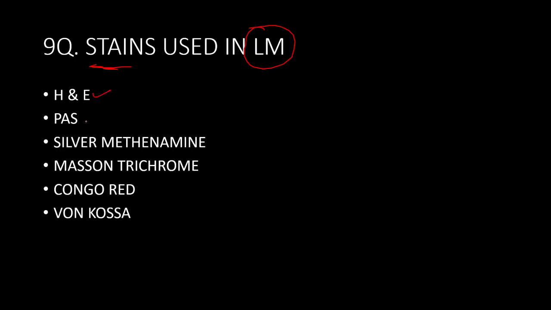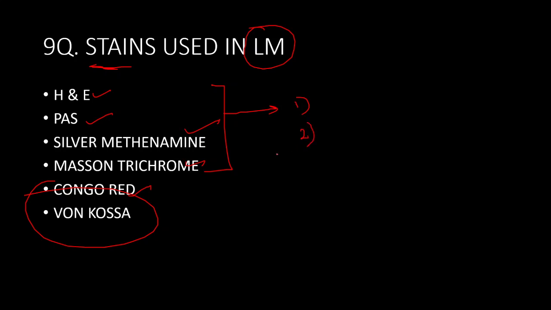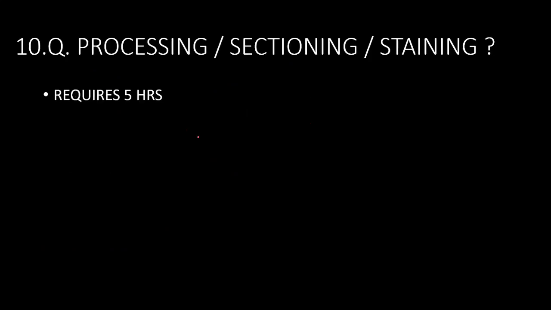Eosin and hematoxylin, periodic acid Schiff, silver methenamine, Masson trichrome, Congo red, von Kossa. These are the specialized stains, and these were all the basic stains. And you should know what color it appears, what structure it stains, which stain is used for which condition. For example, silver methenamine is used better to diagnose membranous nephropathy. These kinds of questions you might encounter.